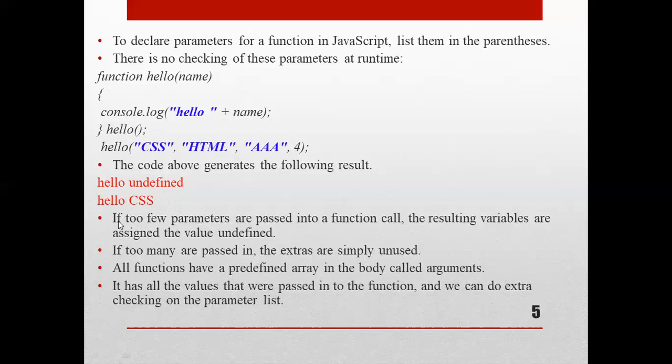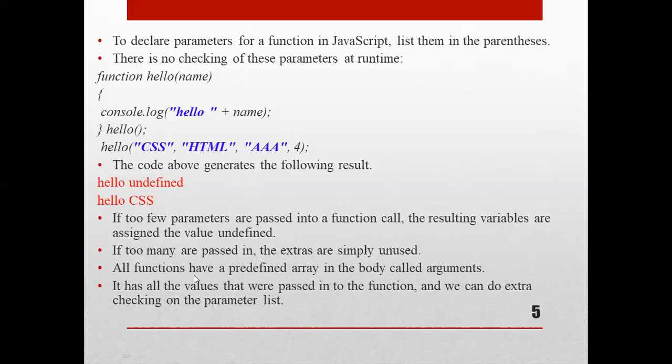Here you can see, if too few parameters are passed into a function call, the resulting variables are assigned the value undefined, because there is no parameter, or too few parameters. That's why it's undefined here. Then, if too many parameters are passed in, the extras are simply unused. That's why it will print only the first one.